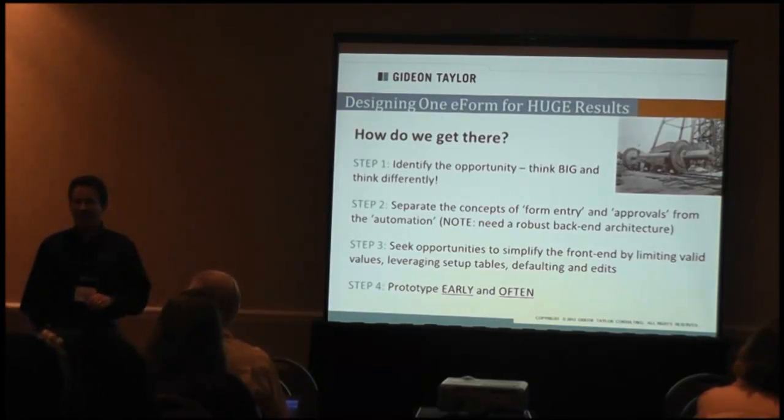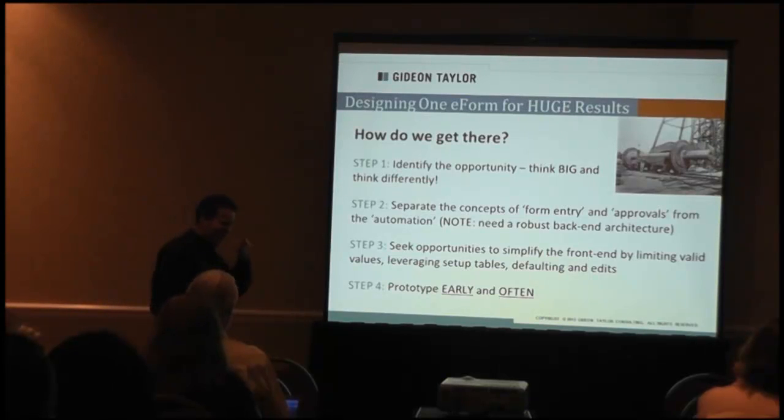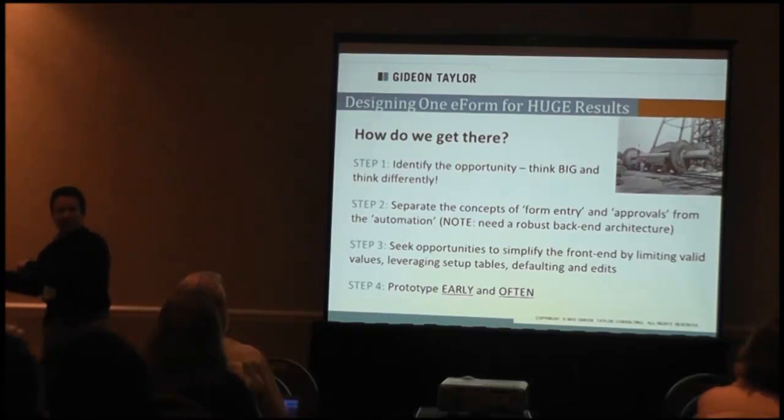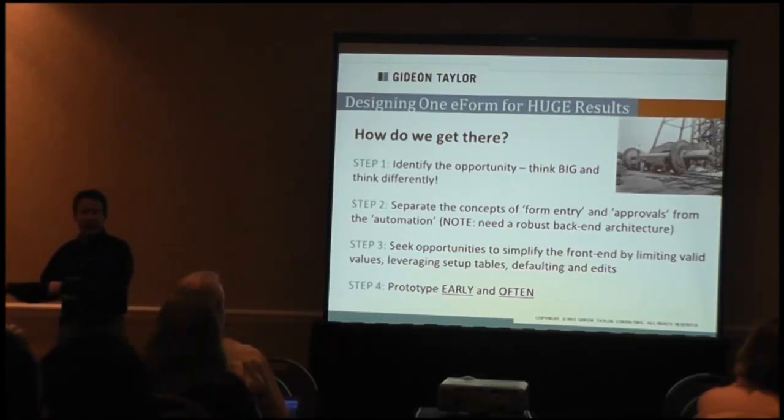And prototype early and often. So this shouldn't be a stagnant process. This shouldn't necessarily be, okay, we've got everything that we need to know about this process, now we're going to go build it. There are better ways to do that. I mean, it's great, and you need to understand everything that you're trying to accomplish, and you need to understand what all your requirements are. But let's make it iterative.